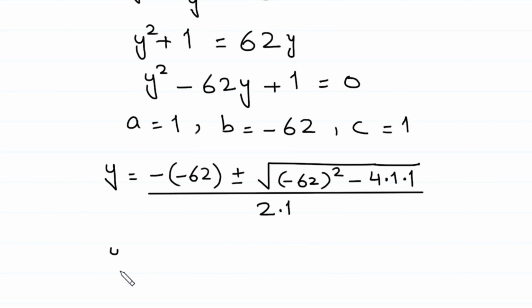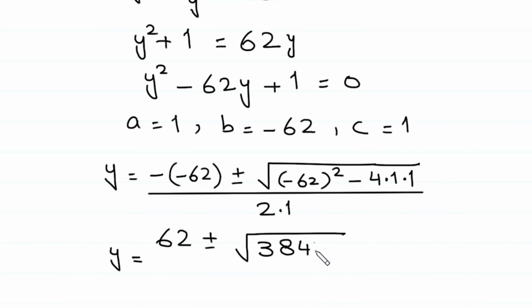Next, y is equal to minus minus, that is plus 62, plus minus square root of the square of negative 62, which is 3844, minus 4 times 1 times 1, which is 4, divided by 2 times 1, which is 2.